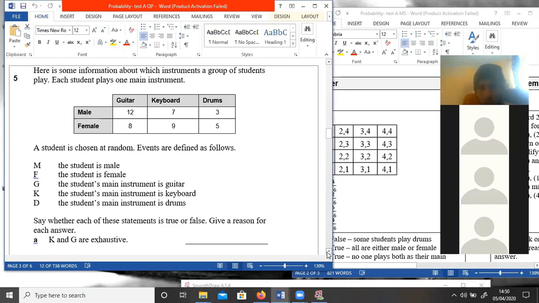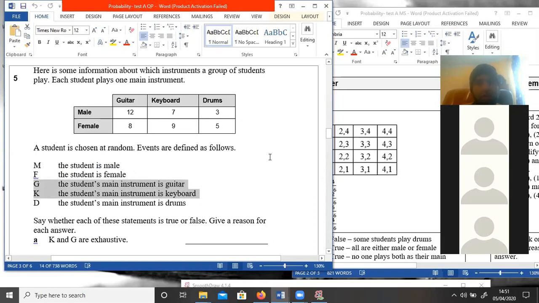Exhaustive again. I didn't get a chance to write it down. Oh, for the exhaustive one. Yeah. So when we say exhaustive, if you listen, you can write down what I say. It means all of the possible outcomes. When you're talking about something exhaustively, you're talking about all of the possible outcomes that can happen. So now, knowing that, when you look at K and G, those situations there on the exam paper, is that going to be talking about all of the possible outcomes or not?